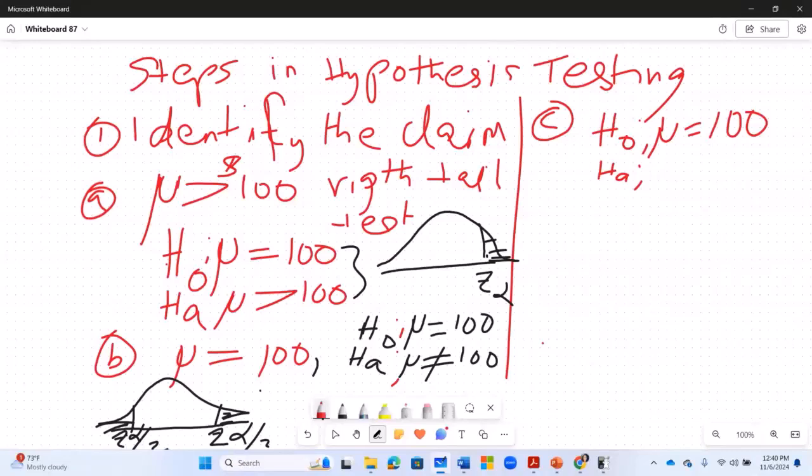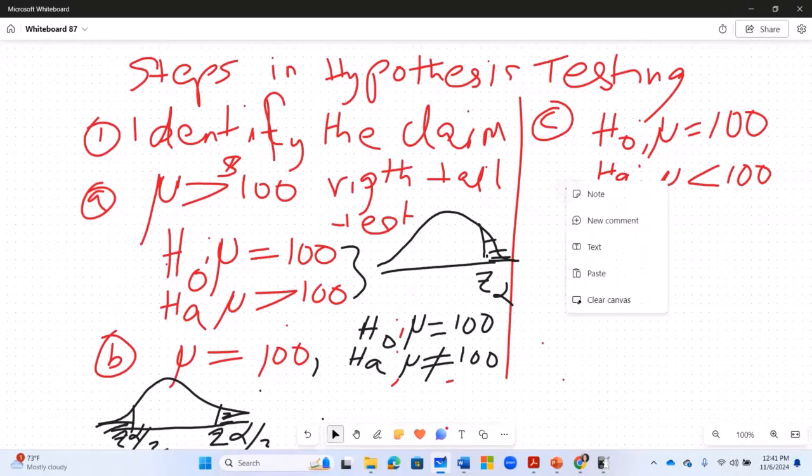Null hypothesis is equal sign. The alternative hypothesis is going to be less than, because the statement says it's less than 100, so it's going to be less than. So actually there are three cases, and my calculator actually knows there are three cases. Case 1, for at least, the alternative hypothesis is greater than. Case 2, the alternative hypothesis is not equal to. Case 3, the alternative hypothesis is less than.